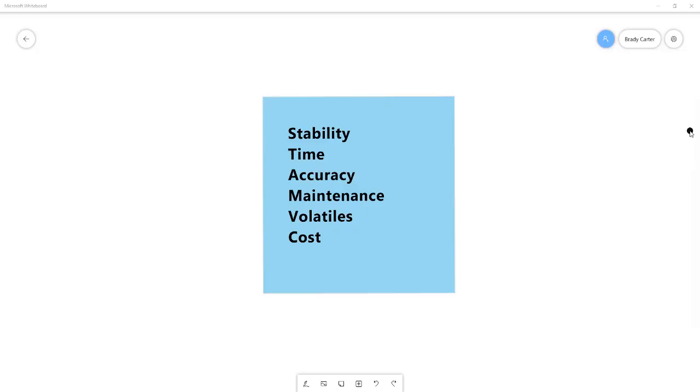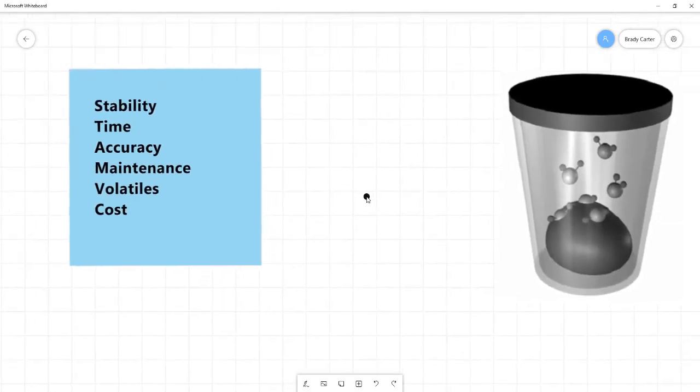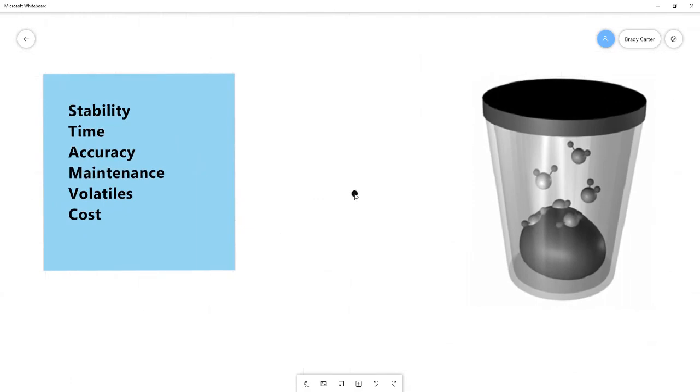The 6 distinguishing factors that we will utilize for our discussion for the comparison of water activity measurement methods include instrument stability, analysis time, accuracy and precision, maintenance, influence of volatiles, and cost. And first, before we start our discussion, we need to highlight what a water activity measurement consists of.